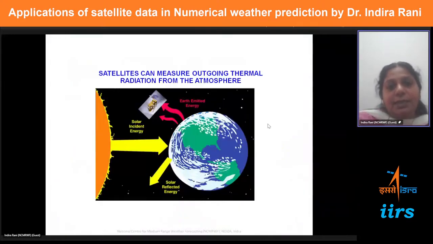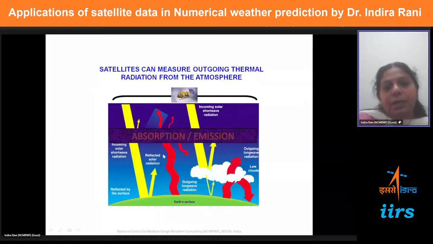So when you see the satellite observation, these fundamental things you may be knowing well, but still for completeness, I'm just covering this part. Satellite can measure only the outgoing thermal radiation from the atmosphere. So we have the incident solar energy, and some of the energy is reflected back. And whatever energy Earth is emitting, that is what the satellite is seeing. Then there may be some reflection, absorption, scattering, all those things.